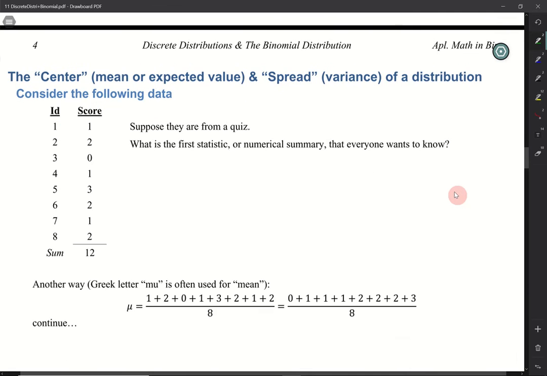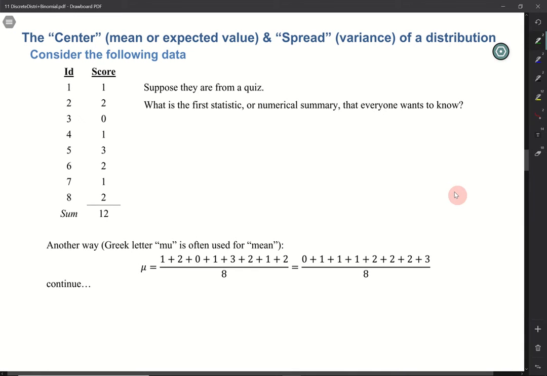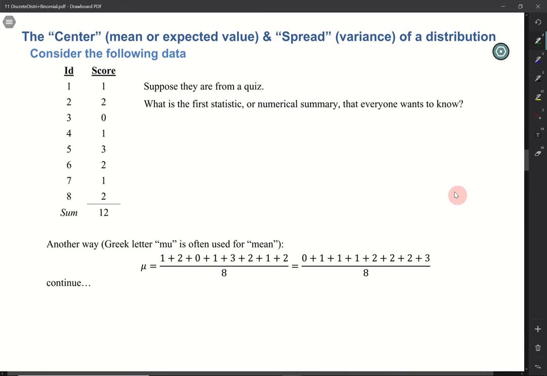So that's kind of the basics for understanding at least this binomial distribution, which is one example of a discrete probability distribution. So as soon as we talk about probability distributions, people want to understand the center or the expected value. So what do you expect? And then people also want to understand the spread, or what's called the variance or standard deviation of a distribution, right?